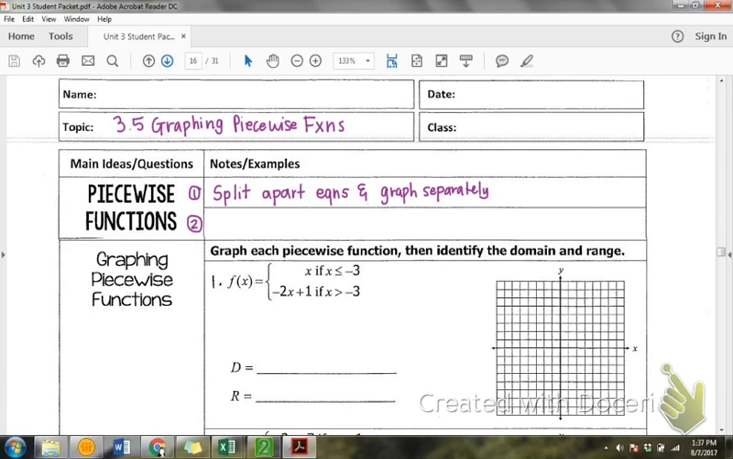Number 2, use the boundary line, and this will all make sense in a minute. Use the boundary line and erase accordingly. Again, this will make sense in just a minute. So use the boundary line and erase accordingly.